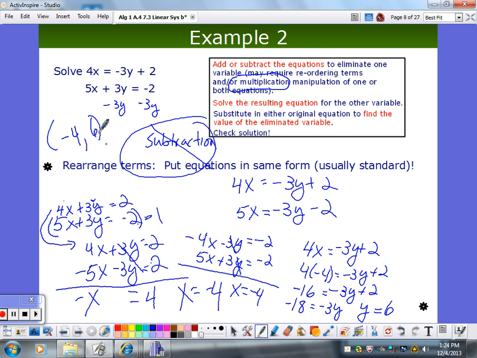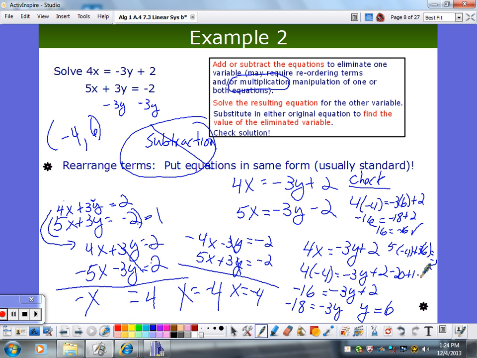And there we go. Let's just check our work here. This is getting a little messy. So check. 4 times negative 4, is that the same as negative 3 times 6 plus 2? I realize I just did this one, but I really like to be thorough. I do check both equations again. And yay, it works. Let's check the other one. 5 times negative 4 plus 3 times 6, is that negative 2? Whoops. Well, that's negative 20. That's 18. Is that negative 2? It sure is.